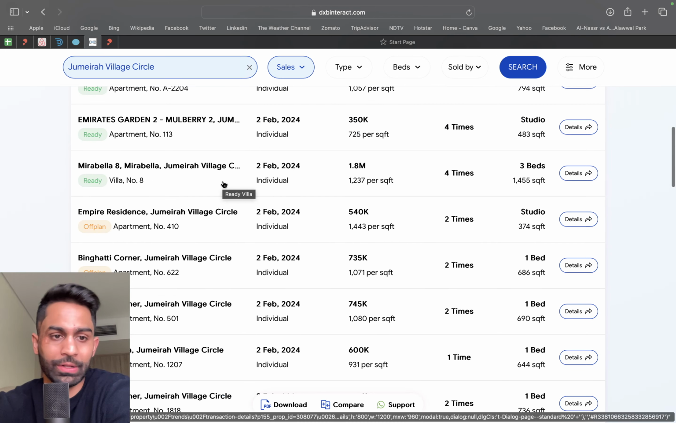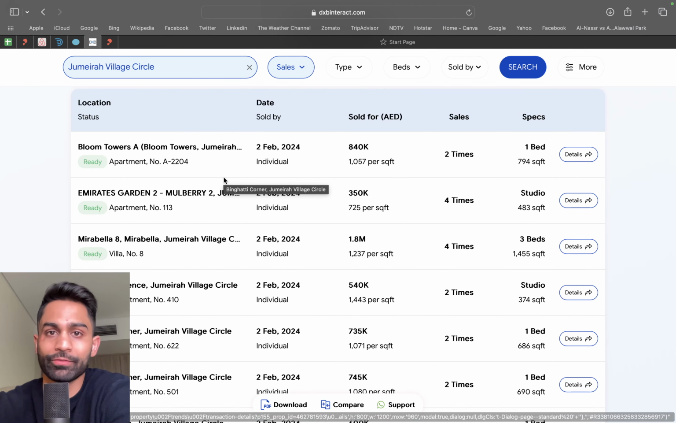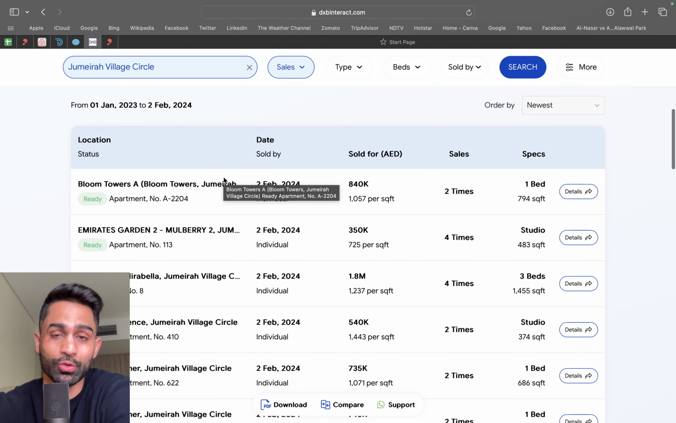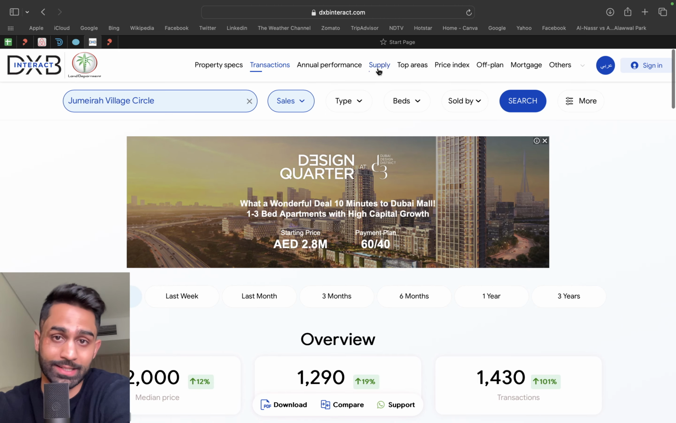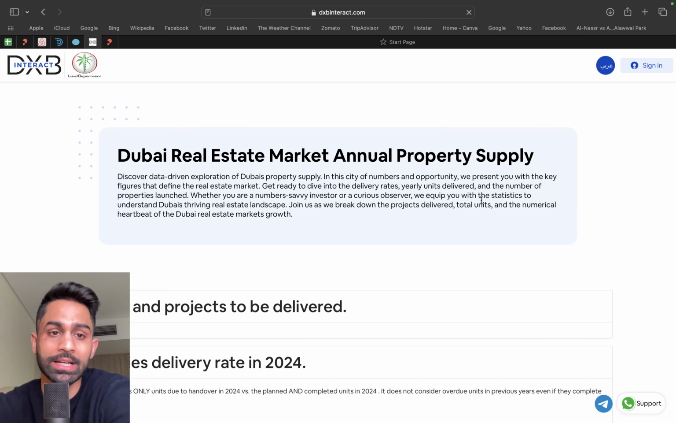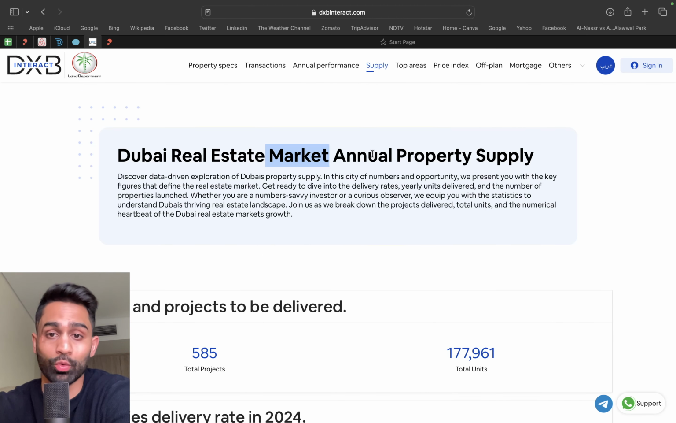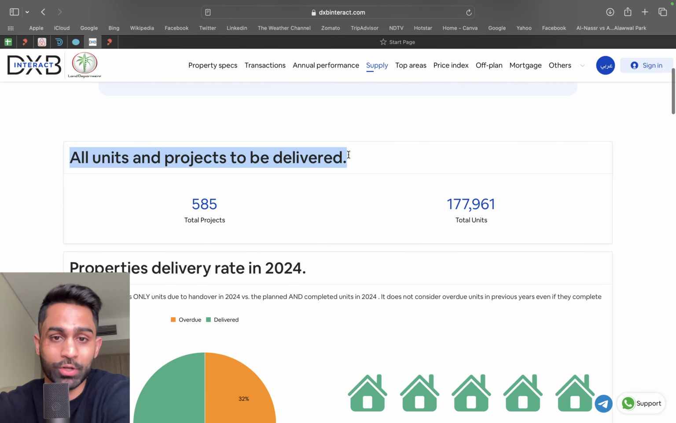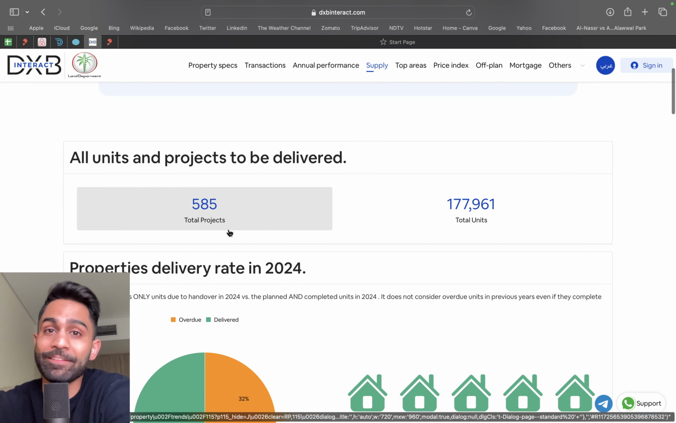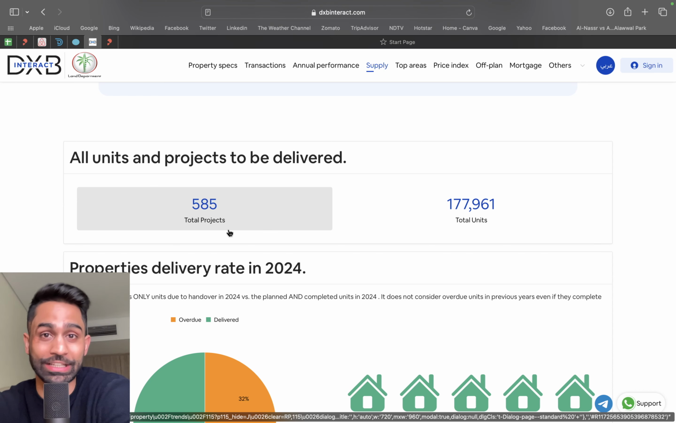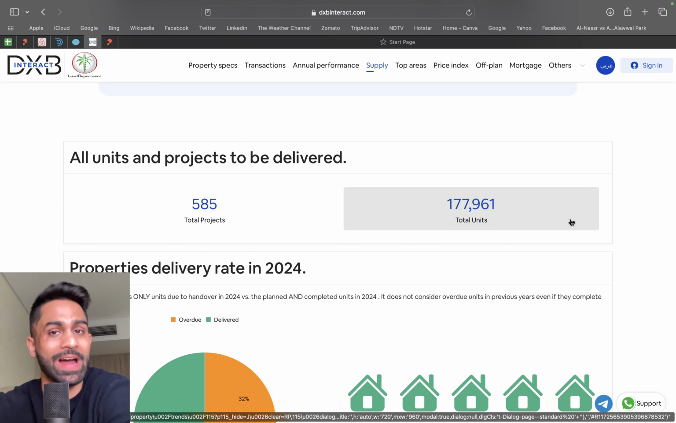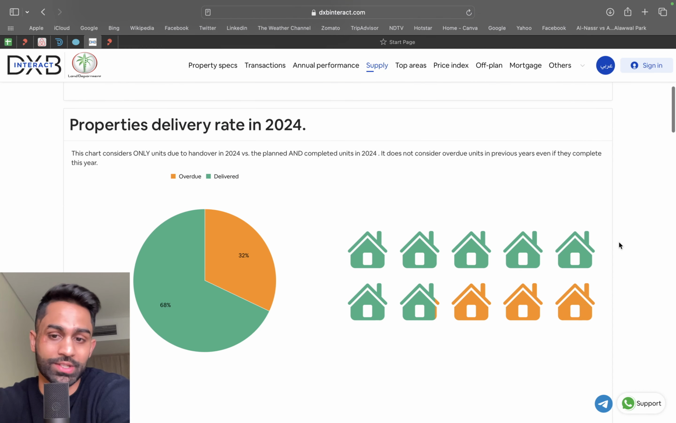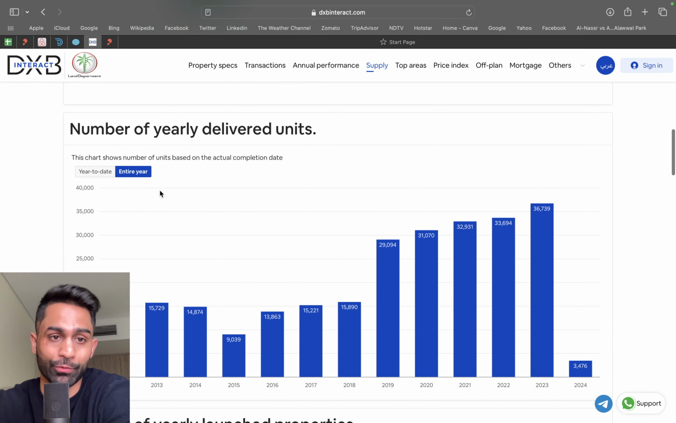So Dubai, I do feel there is some softening in the overall prices very soon, because there's also a huge supply that's hitting the market. If you come over to supply, this essentially shows you the annual property supply, how many projects are currently under construction. Over 585 total projects are currently under construction with 178,000 units that are going to be hitting the market over the next couple of years.